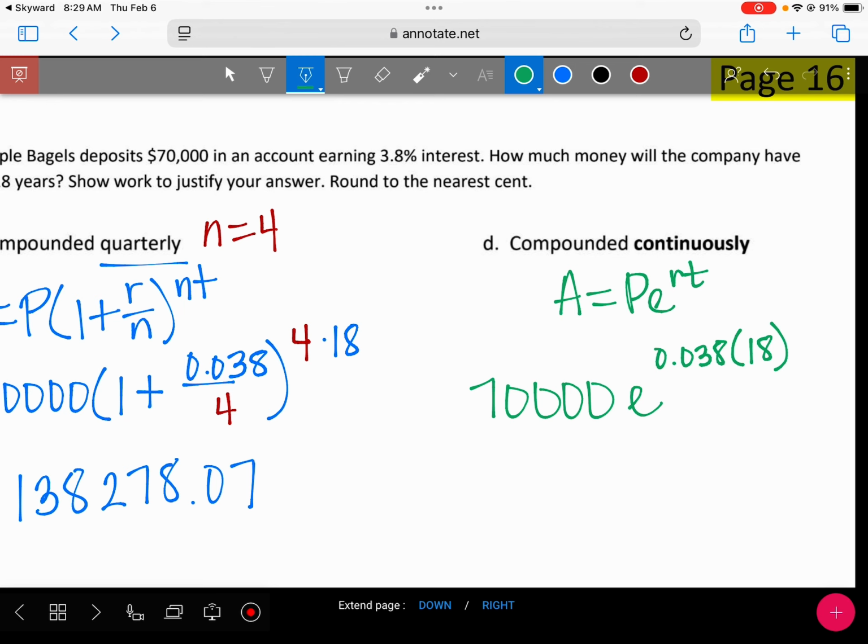So all of our answers should be close together. You shouldn't get a number that's way different. Hit the green key, hit LN to get the E. 0.038 times 18 in the exponent. And that is what I got. We only got 3 more questions and then we done for today. We're going to start working on our homework. So let's look at question 3, same page.